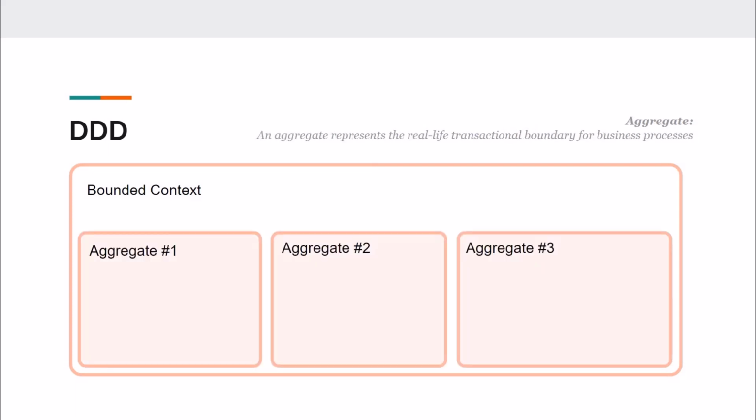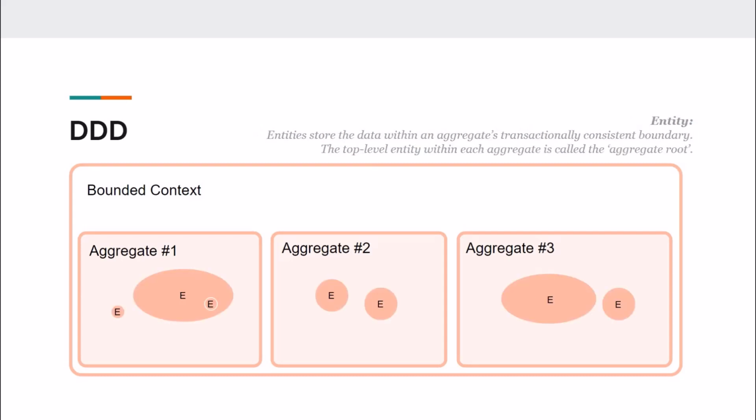Inside a bounded context, you have aggregates. No aggregate crosses a bounded context boundary. The term aggregate means a collection together of values. The aggregate contains one or more business entities, representing the terms and processes within a single transactionally validating piece of your business. Each aggregate represents a transactional boundary for business processes. Inside each aggregate, you have entities. Entities are how the data is stored within an aggregate's transactionally consistent boundary. Some may be siblings, some nested.